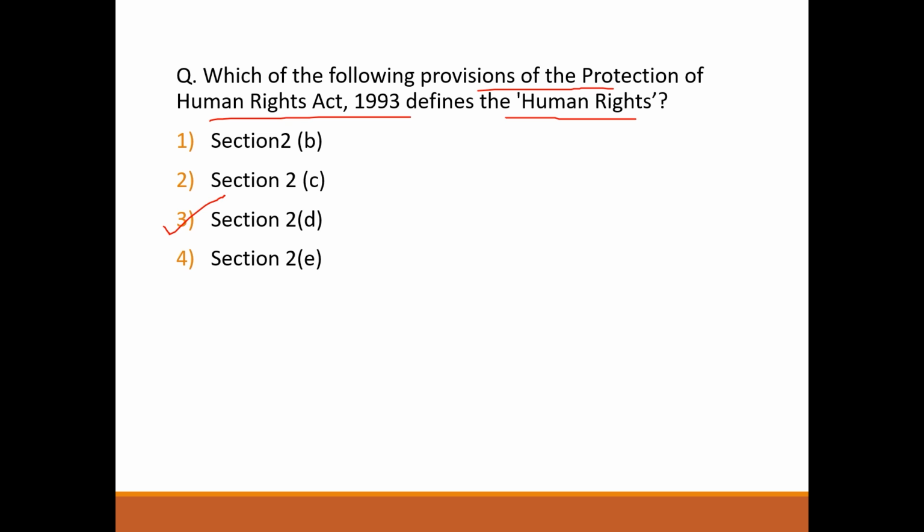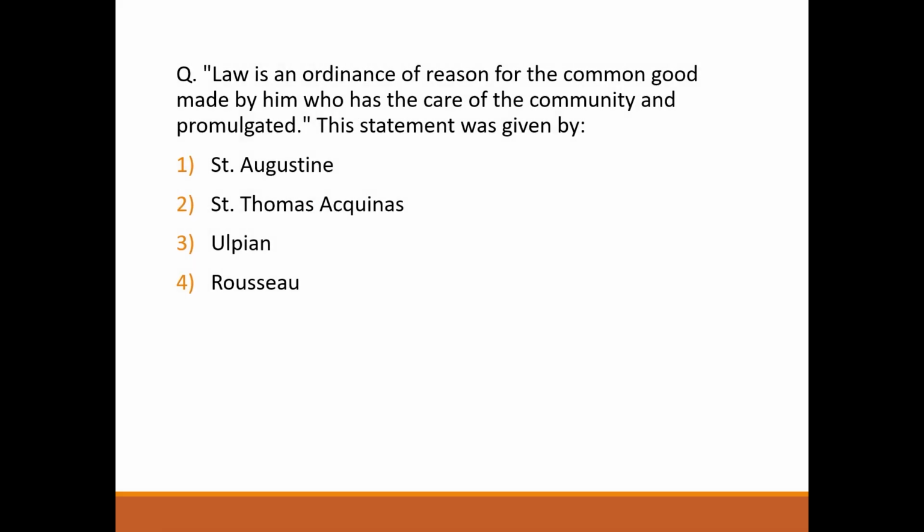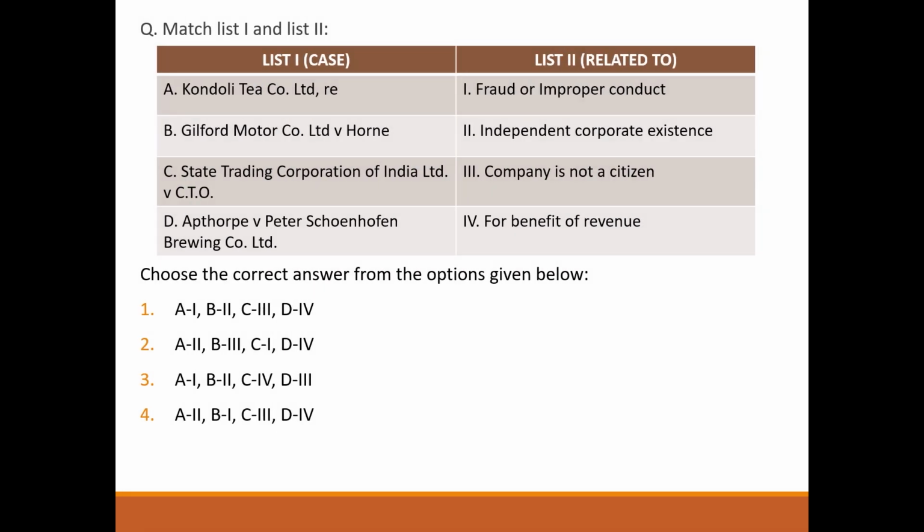Next question, law is an ordinance of reason for the common good made by him who has the care of the community and promulgated. This sentence was given by option number 2, St. Thomas. Next question, match the following. List 1 cases, list 2 related to. Salomon? Condoli Tea Company Limited, independent corporate existence. Gilford Motor Company Limited, fraud or improper conduct. State Trading Corporation of India Limited, company is not a citizen. Daimler? Anthrope versus Peter, for benefit of revenue. So the answer will be option number 4.